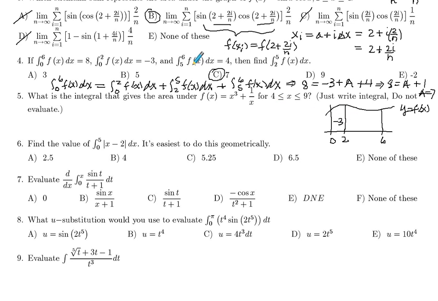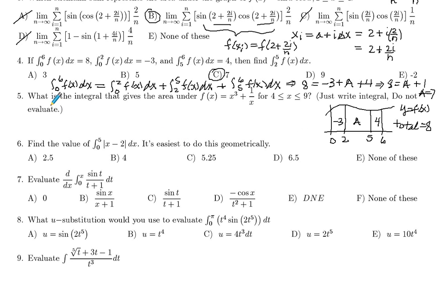Let's see, from 2 to 5 is what we want. So this is the area we don't know. And then from 5 to 6 is 4. So this has to be a 4. But then the total of all these areas has to be 8. So that's kind of the picture that goes with it. Except that this part should actually be below the axis because that's negative. Integral is negative. Remember, it's signed area.